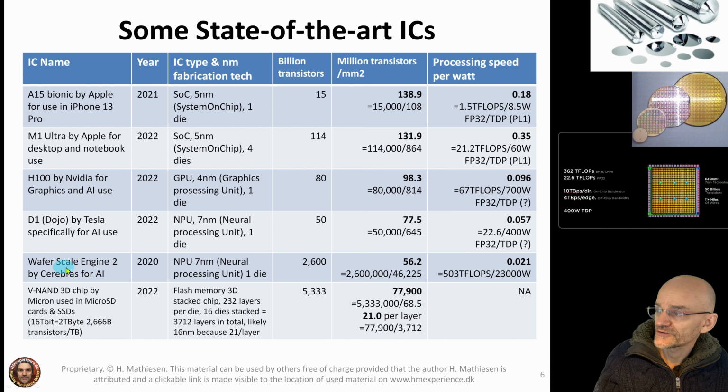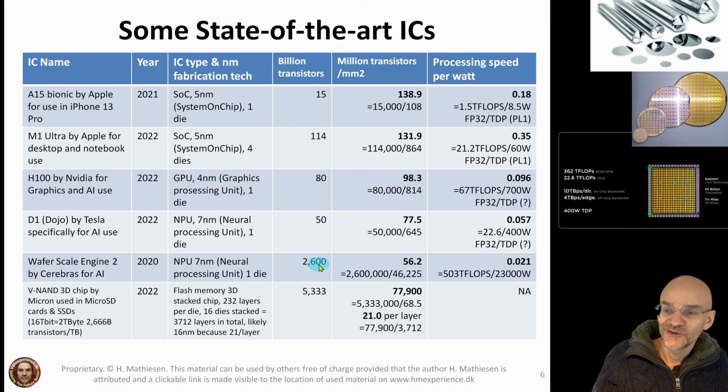A chip called Wafer Scale Engine 2 by Cerebras, and it's made for artificial intelligence operations. It's a unique chip because it's made from one die, and that die is the size of an entire wafer. Shortly, I'll explain a little bit more about that, but you can see the size of this chip is 46,222 square millimeters. So it's a gigantic chip. It has 2,600 billion transistors on this chip.